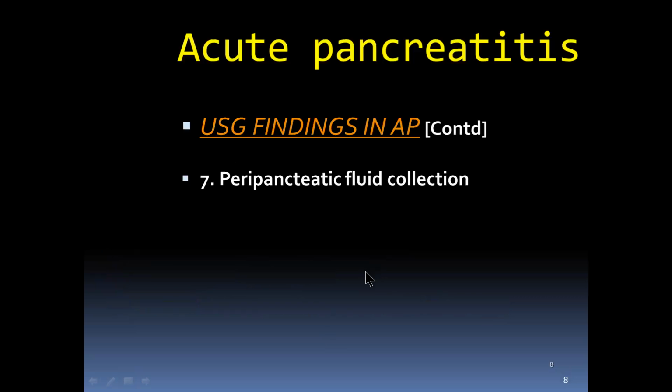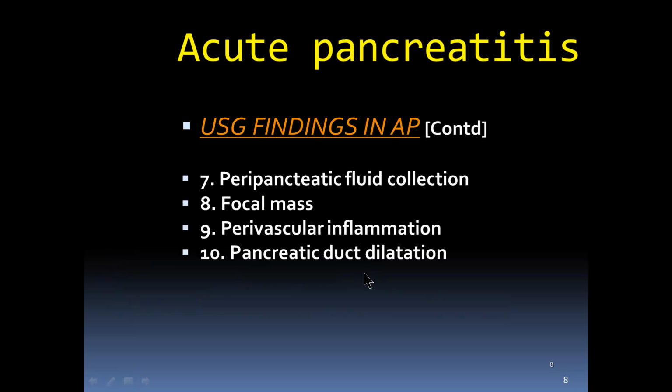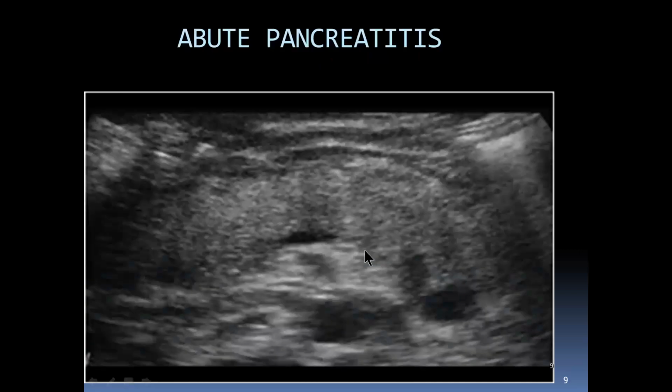Other findings are peripancreatic fluid collection may appear around the pancreas. Focal masses may be present. Perivascular inflammation may be there. Pancreatic duct dilatation may be present. Venous thrombosis may occur.